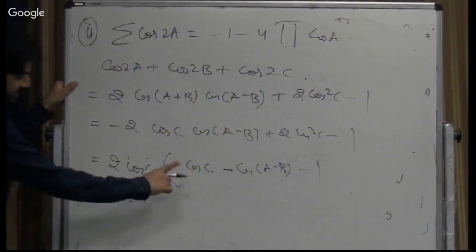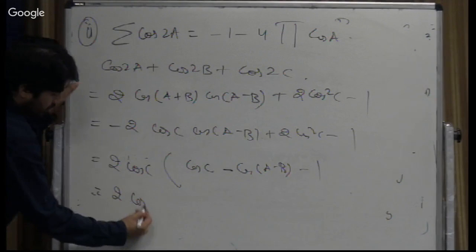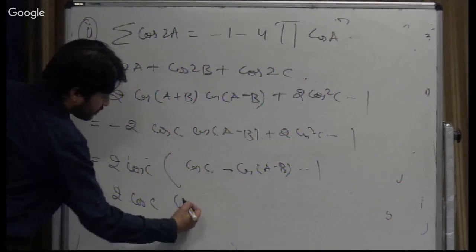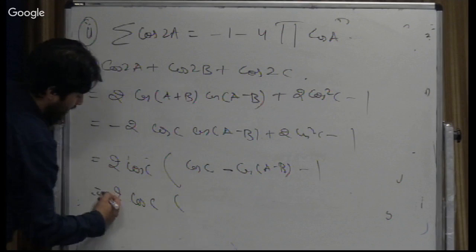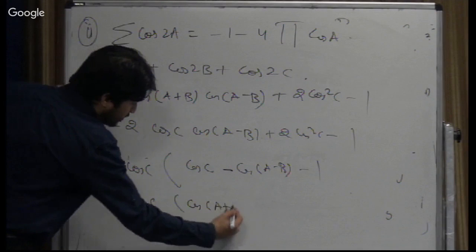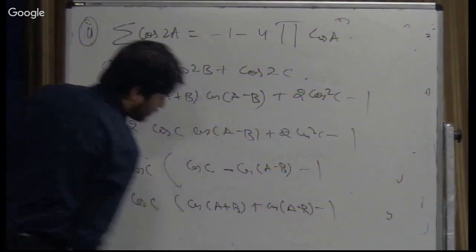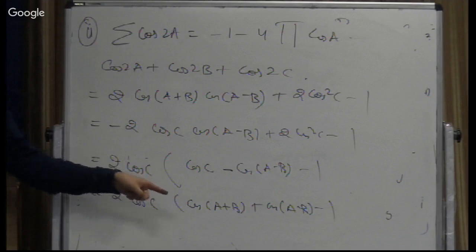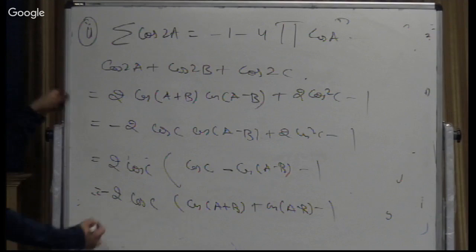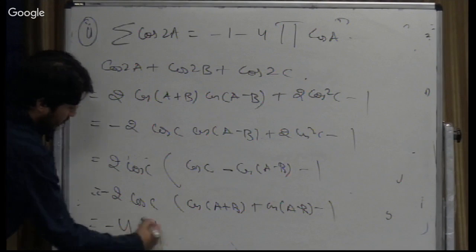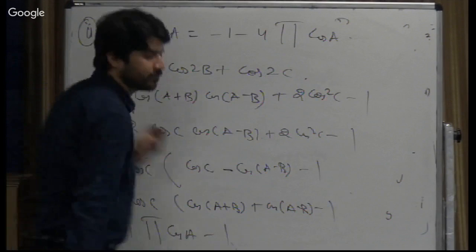Now cos C again can be written as minus of cos A plus B. So take the minus outside. Cos A plus B plus cos A minus B minus 1, which will eventually give me 2 cos A cos B. So eventually you will get minus 4 pi cos A minus 1. Clear?